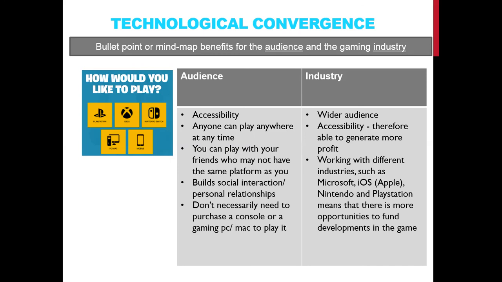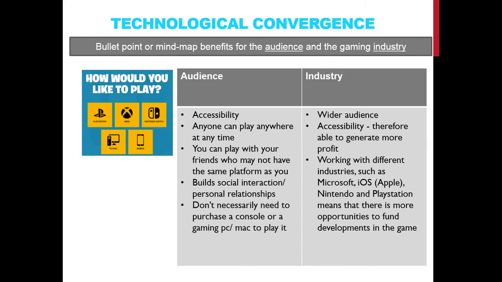For example, you might have Fortnite on your mobile, but then when you go home, you might have it on your Xbox, where you can play it in a different way. You can play it anywhere. Anyone can play anywhere at any time. Okay, you can play with your friends who might not be on the same platform as you. So if your mate's got an Xbox and you've got a PlayStation, you can now, with that technological convergence, play with your mate that you might not have been able to play other games with, such as Halo or Doom or any of those games.